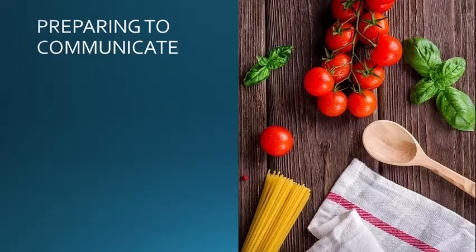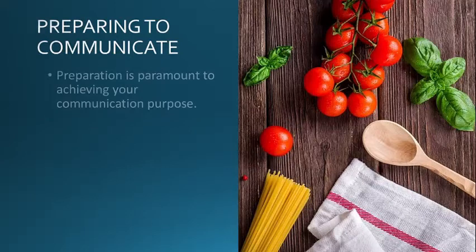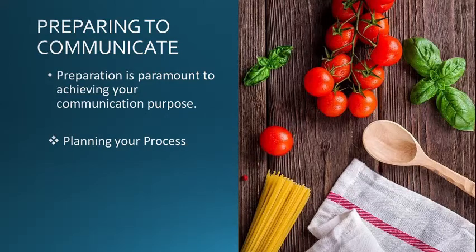So preparing to communicate is primarily a 3-ingredient recipe. You can definitely add other things to make it more spicy, but the basic 3 ingredients would always remain the same. And they are planning your process, organizing your ideas, and easing your anxiety.